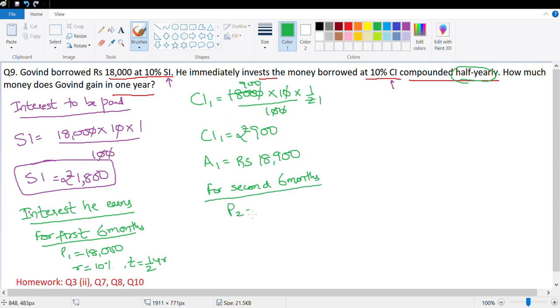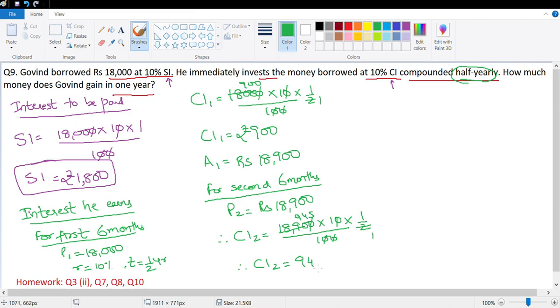Let's look at the second 6 months, which is when the first year gets over. So principal for the second term will be equal to rupees 18,900. Therefore, compound interest for term 2 would be principal for term 2 multiplied with rate, which is 10, multiplied with time, again half, upon 100. So this is 1890 upon 2, that's 945. Therefore, compound interest for term 2 is equal to 945. How much money does he gain? Therefore, total CI that he earns is equal to 900 plus 945, which is equal to rupees 1,845.